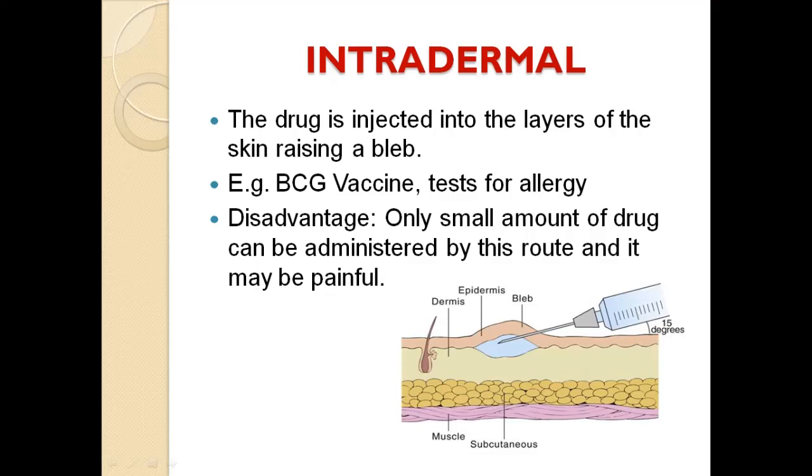Examples of this type of injection are BCG vaccine and even some tests for allergy. For example, before administering a penicillin drug or when you're testing for tuberculosis, this type of intradermal injection is given. What are the disadvantages? Only a small amount of drug can be administered by this route, and it may be painful.